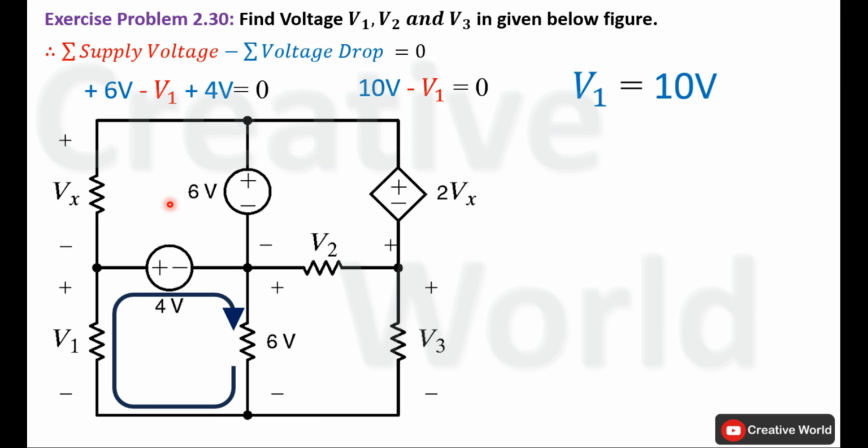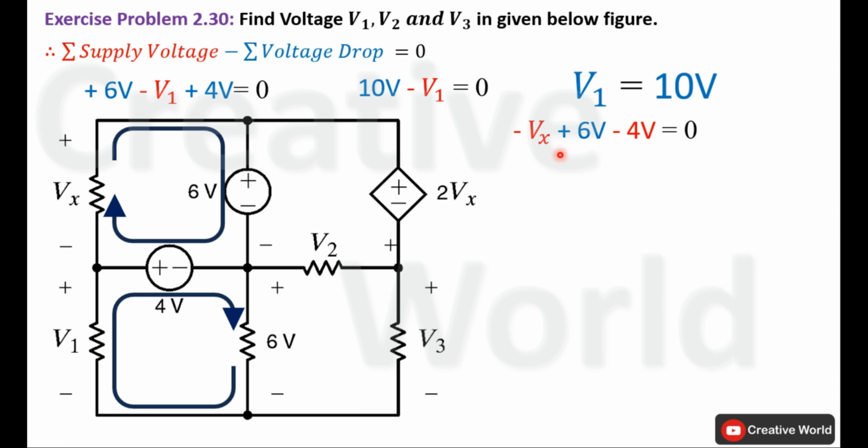We will move to this closed loop. First we have to identify the direction of current, that is obviously selected clockwise direction. Now we will write Kirchhoff's voltage law for this closed loop. We will start from here, minus Vx. Move to next element. Voltage across this voltage source will be taken with positive sign because current entering terminal is positive, plus 6 volt. Move to next voltage source. Current entering terminal is negative, so voltage of this voltage source that is 4 volt will be taken with minus sign, minus 4 volt is equal to 0.